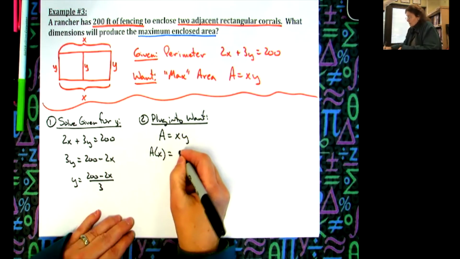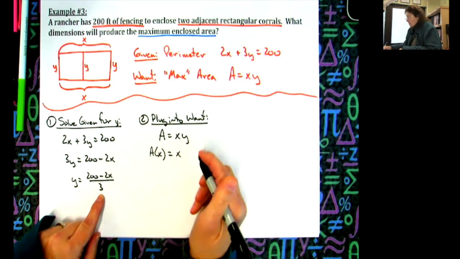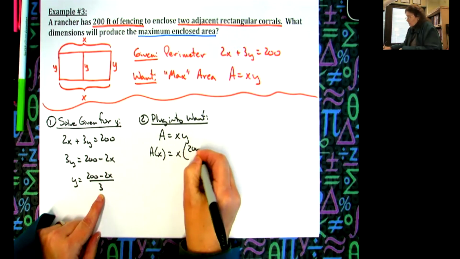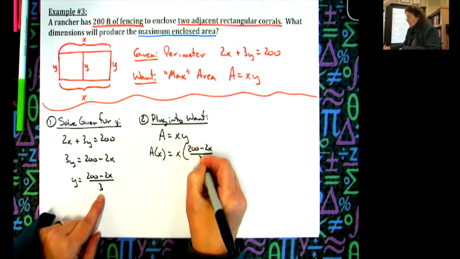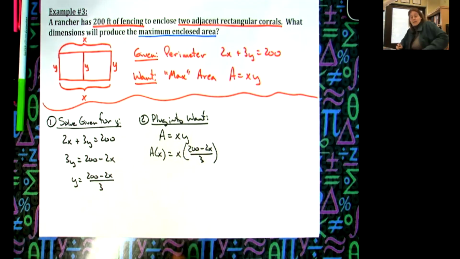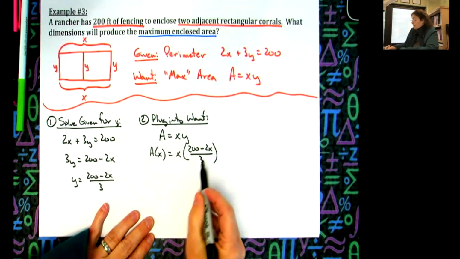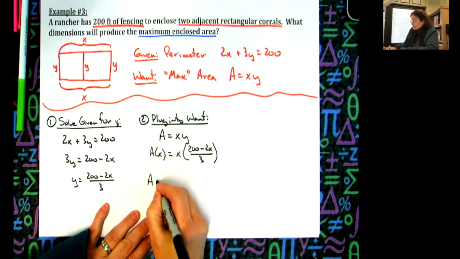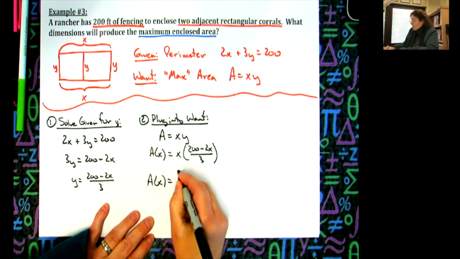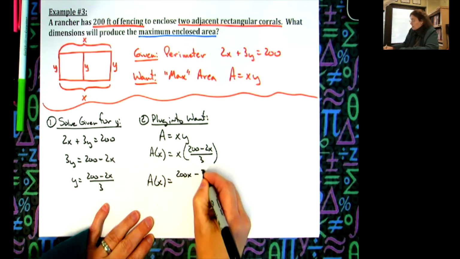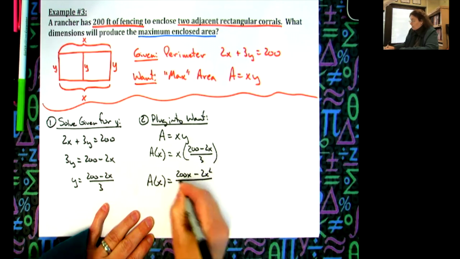All right, this x is going to stay put. I'm going to replace my y with (200 minus 2x) all over 3. Okay, I'm in terms of x now. I really do have a function right here. Now I'm just going to go through and simplify this. I'm going to distribute that x, and I'll do this in multiple steps. So we'll have (200x minus 2x squared) all over 3.